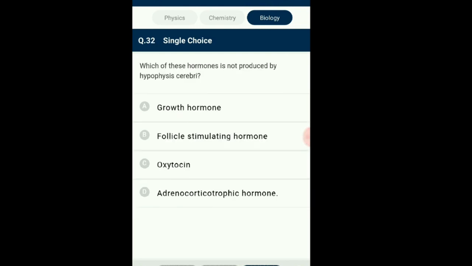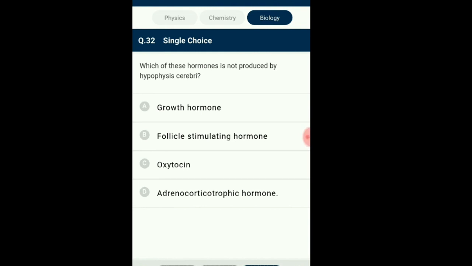Question number 32. Which of these hormones is not produced by hypophysis cerebri? The pituitary gland, generally called hypophysis cerebri, is divided into 2 parts, the adenohypophysis and neurohypophysis. The adenohypophysis consists of 2 parts, the pars distalis, also known as anterior pituitary, and pars intermedia. The anterior pituitary produces growth hormone, prolactin, thyroid stimulating hormone, adrenocorticotropic hormone, luteinizing hormone, and follicle stimulating hormone.